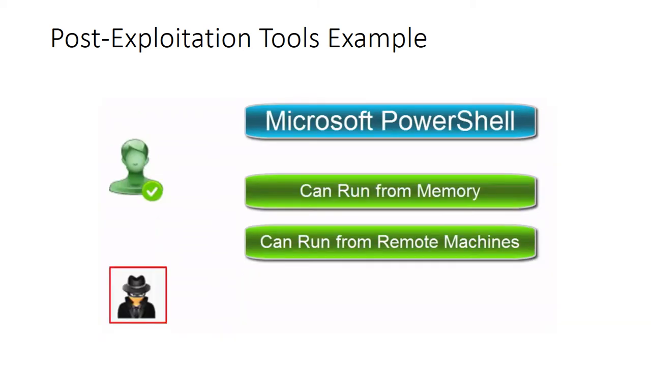PowerShell is typically whitelisted, so most of its malicious scripts go unnoticed. PowerShell can run from memory as well as from remote machines. If the attacker knows the credentials of the target machine, the attacker can even bypass the machine policy not to run unsigned scripts with PowerShell.